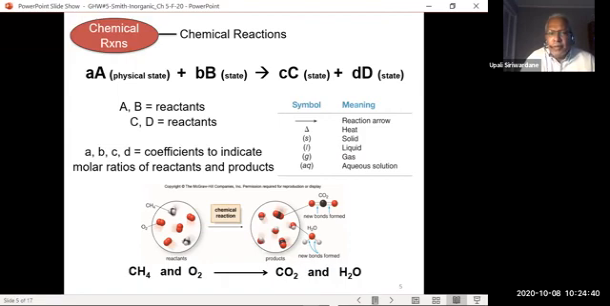On the top of the arrow, sometimes we normally use delta sign to indicate heating. Physical states are indicated by parentheses, s in parentheses is solid, l in parentheses is liquid, g in parentheses is gas. aq means aqueous solution, in water, solutions of reactants and products sometimes.